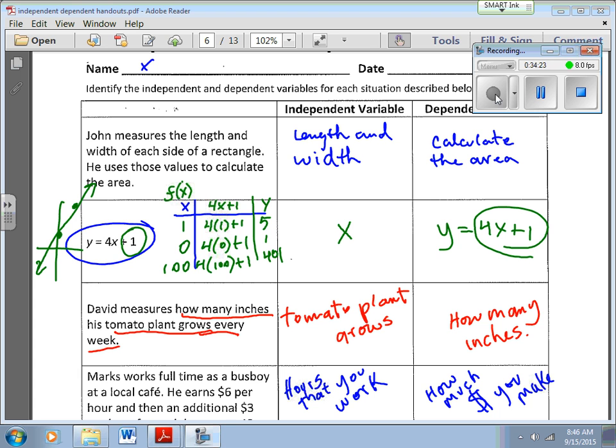Okay. Now notice they said V represents volume. So that means G would be the dependent, because G represents gumballs. G would be dependent, and V is the independent.